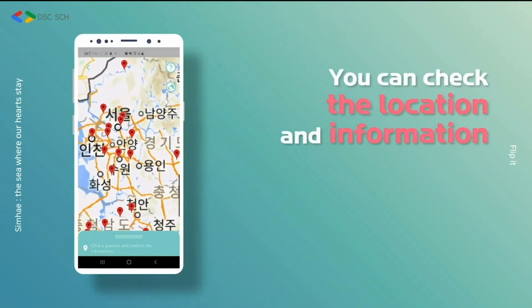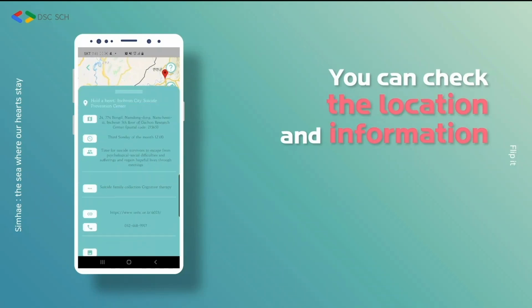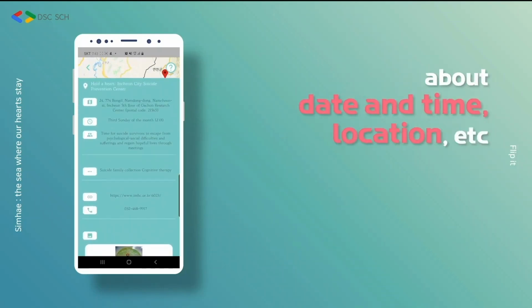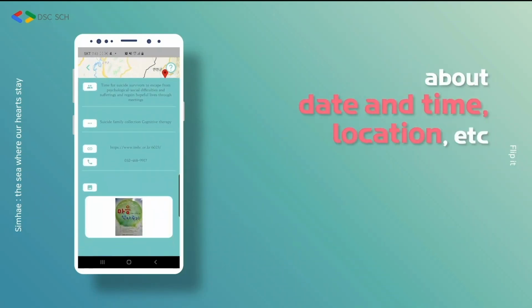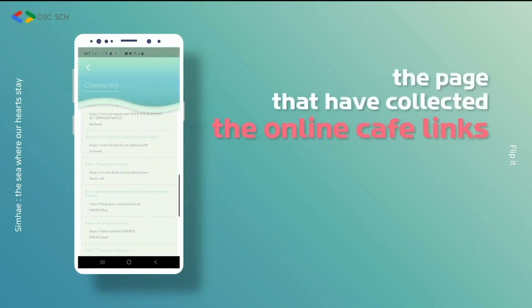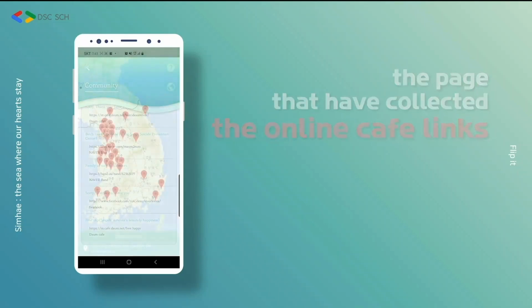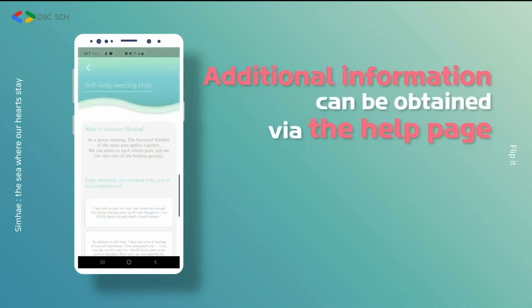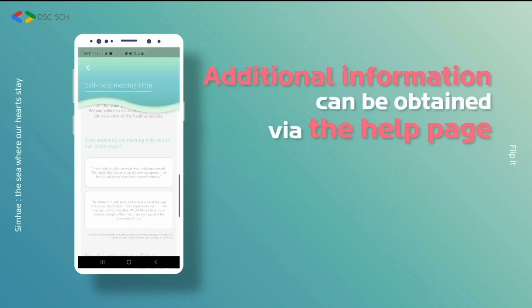You can check the location of the Survivor Support Center and information about offline survivor meetings, such as dates, time, location, etc. Click this button to go to the page that has collected the online cafe links. Additional information can be obtained via the help page.